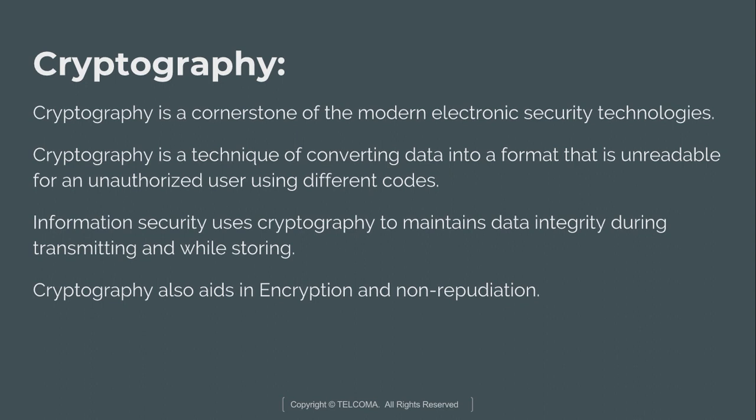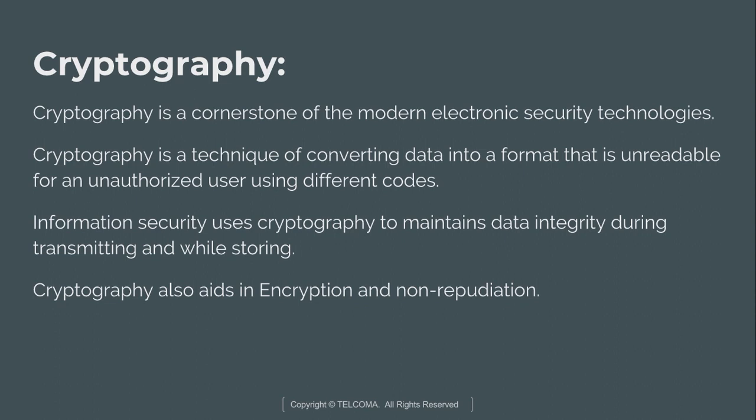So cryptography is a cornerstone, or the foundation stone, of modern electronic security technologies. Here, cryptography converts the data into a format that is unreadable for an unauthorized user. Information security uses cryptography to maintain data integrity while transmitting and while storing information. Cryptography aids in encryption by changing the format of the data, and also aids in non-repudiation. This means that neither the creator nor the receiver of the information may claim that they didn't create or receive it. Cryptography is also known as cryptology.